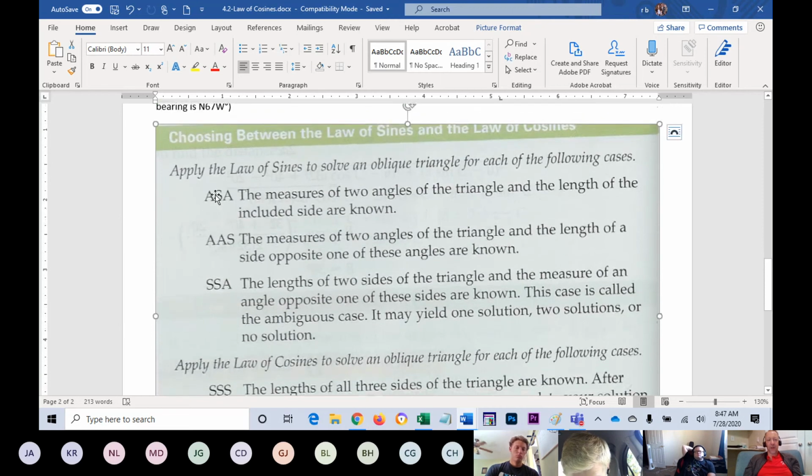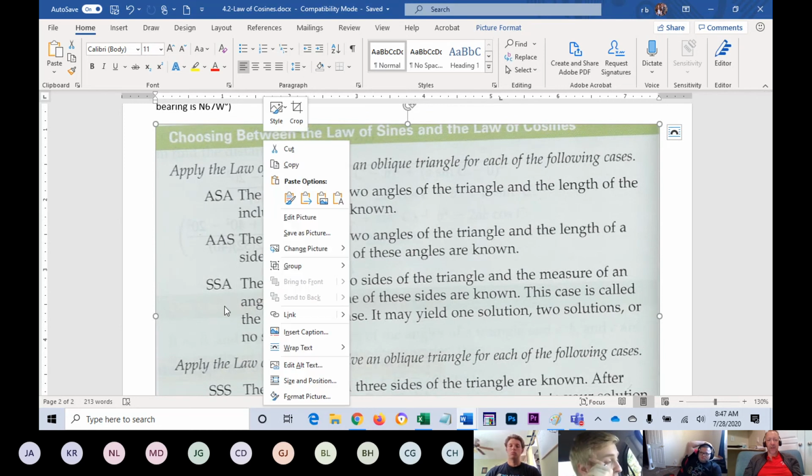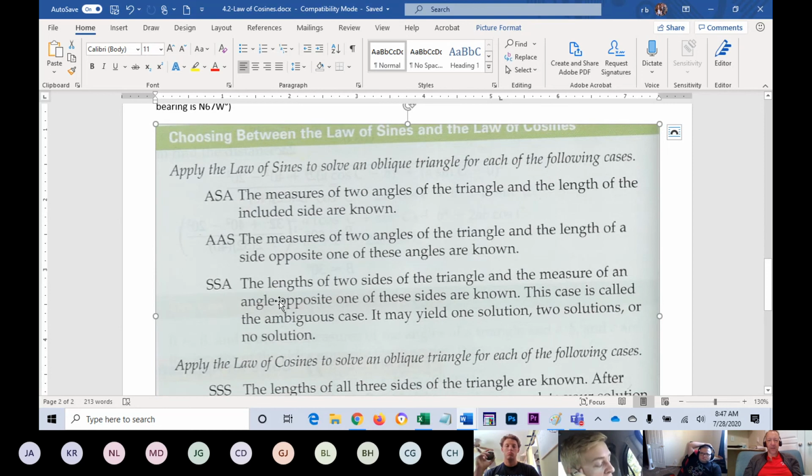So as we're looking at our triangles, this is going to be important to remember. Angle, side, angle, angle, angle, side, and side, side, angle are all law of sines. And just remember with side, side, angle, you have to be careful, because you could get 0, 1, or 2 solutions.